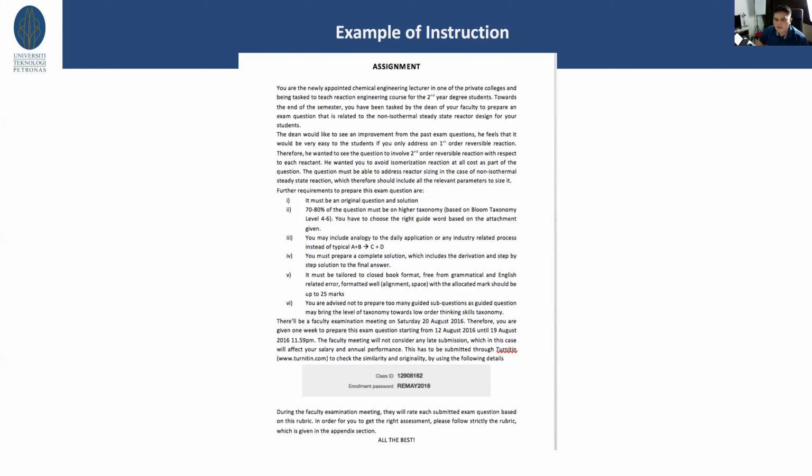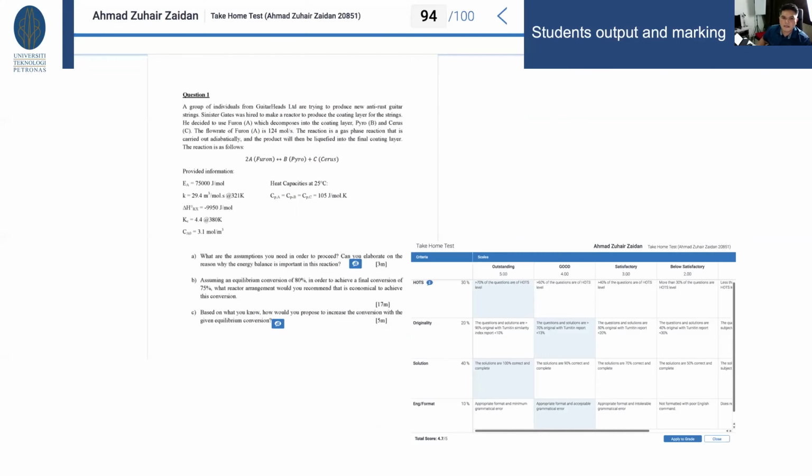So the assignment that I give, this is an example of the assignments. This is related to reaction engineering. I taught them reaction engineering before. Because I mentioned that I don't want it to be a first order reversible reaction, I want it to be second order. And then I asked them, you may include an analogy to a daily application or any industry-related process instead of the typical A plus B goes to C plus D. There are also some other instructions here.